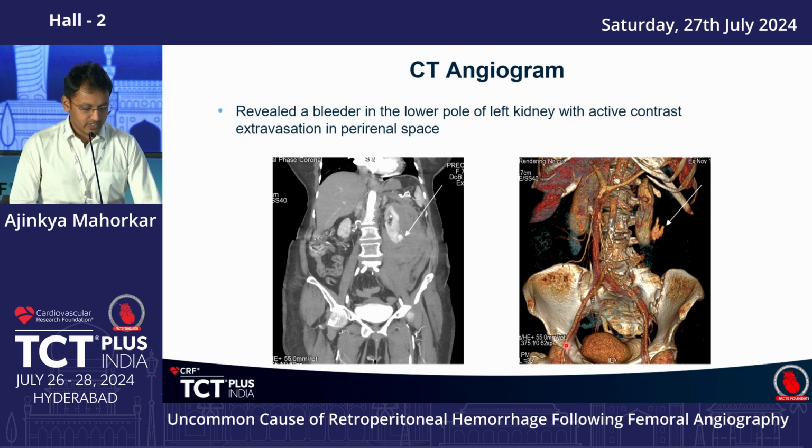the right femoral from which the puncture was taken was clear. There was no bleed from here, and this was the bleeder, if you can see, and this was the large hematoma encasing the left kidney. And the angiogram shows this bleeder, which was actively bleeding even during the CT angiogram. This was the bleeder. So, any random guesses from the audience, what might have happened?